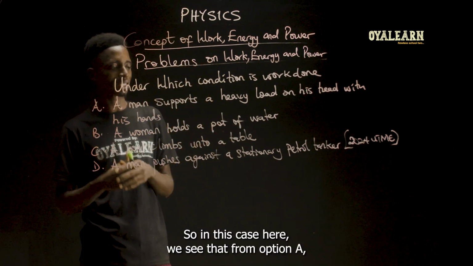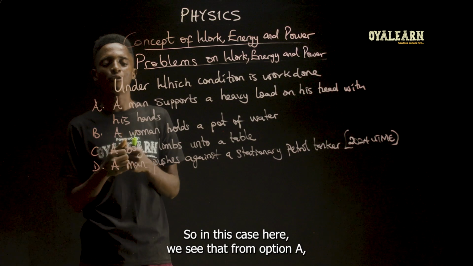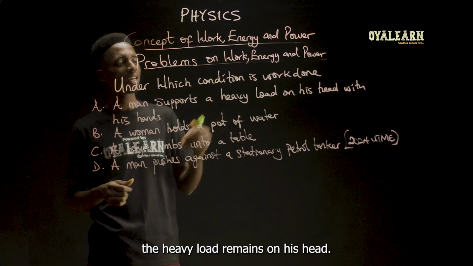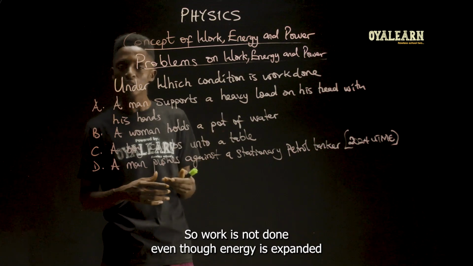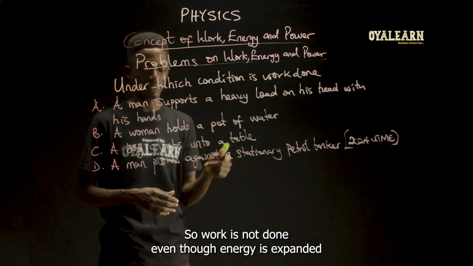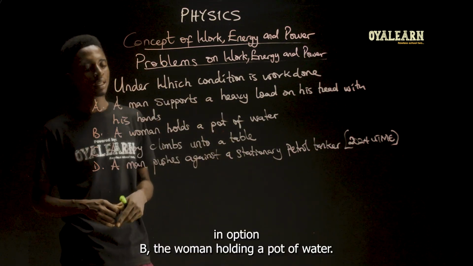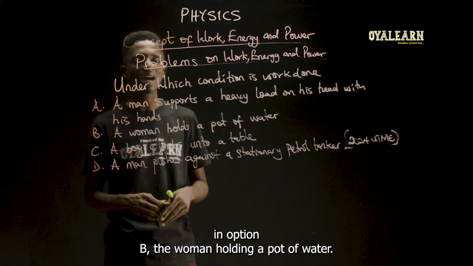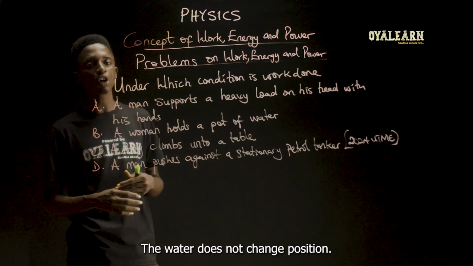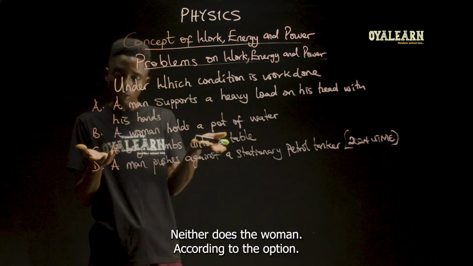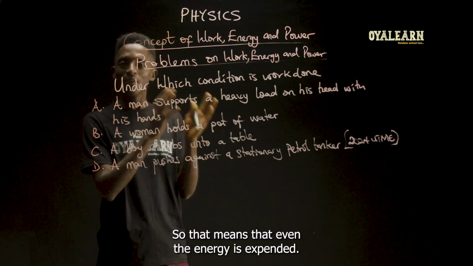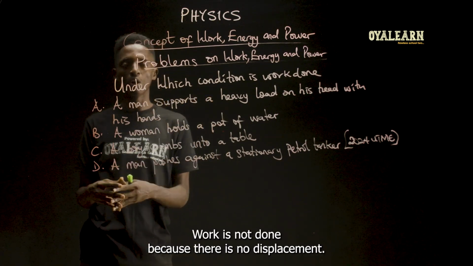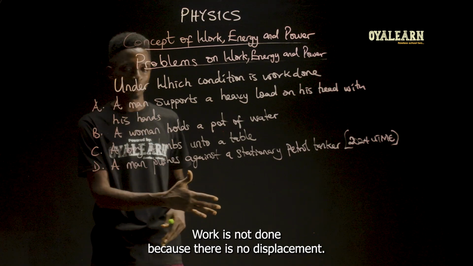So in this case here, we see that from option A, the heavy load remains on his head. There is no displacement. So work is not done even though energy is expended. In option B, the woman holding a pot of water, the water does not change position, neither does the woman. According to the option, we are not told that. So that means that even though energy is expended, work is not done because there is no displacement.